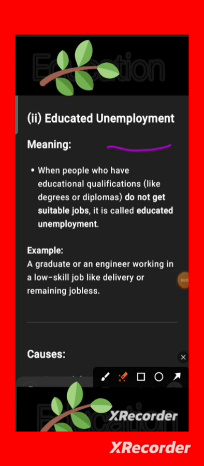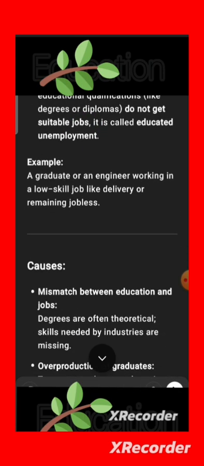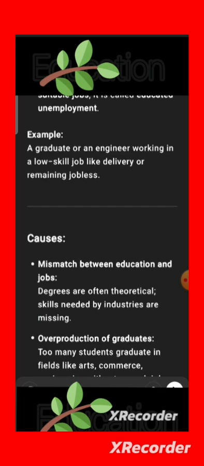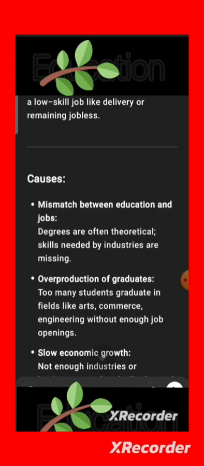Educated unemployment. Meaning: educated unemployment refers to a situation where people with academic qualifications are unable to find suitable jobs. It is one of India's most serious social and economic challenges. When people who have educational qualifications like a degree or diploma do not get suitable jobs, it is called educated unemployment. A graduate or engineer working in a low skill job like delivery, or remaining jobless, is an example of educated unemployment.